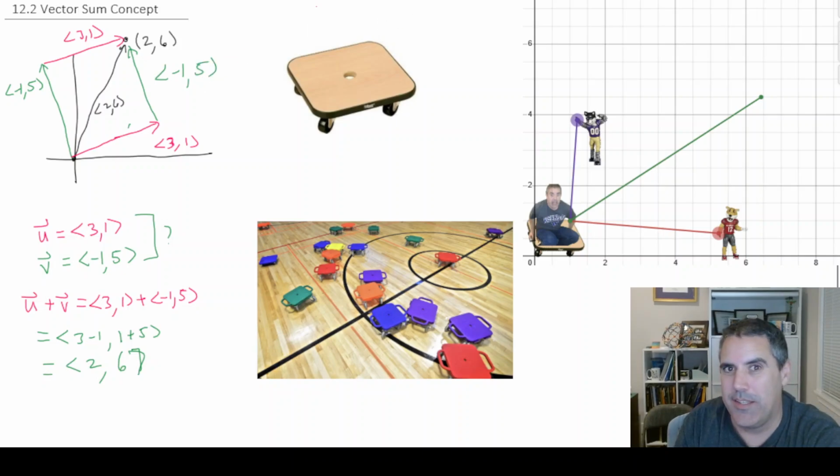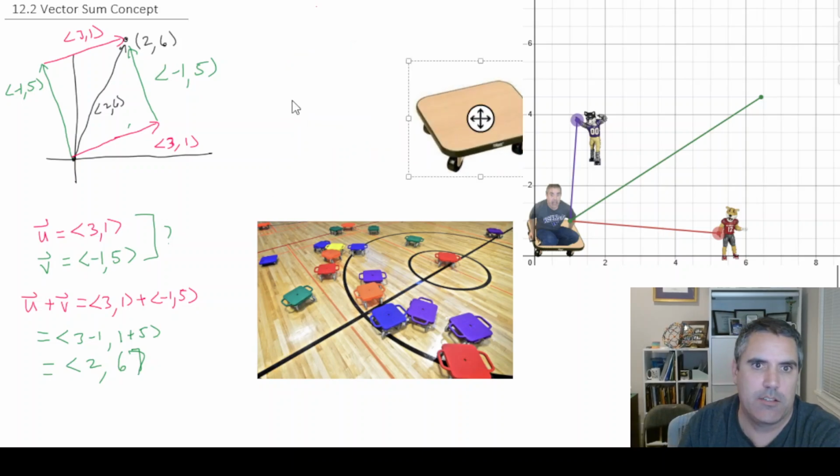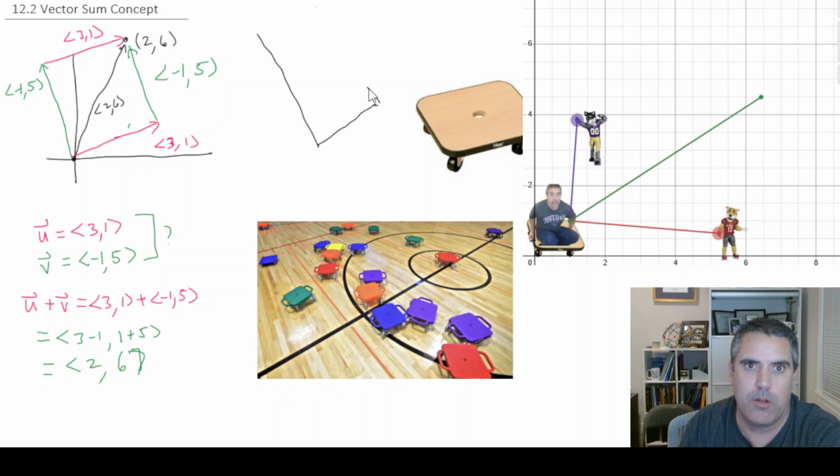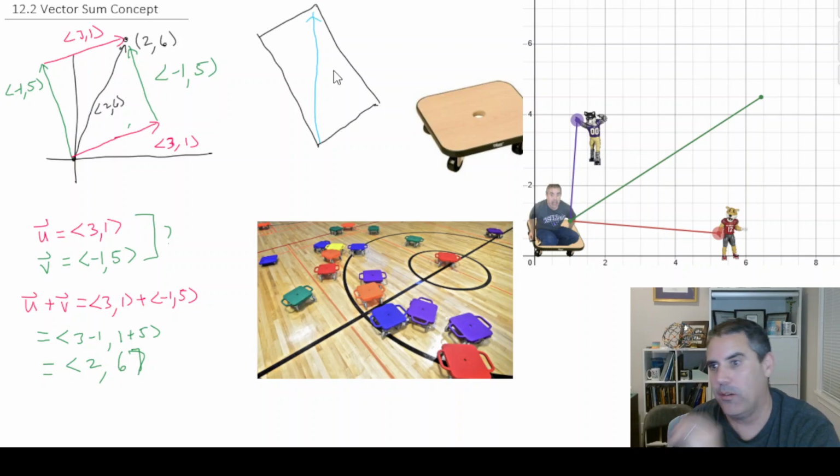So that's still the head to tail rule. At some point, someone noticed that, hey, if you connect all those, what do you get? So let's connect all those. You get this thing that we call a parallelogram. Notice that the vector sum is the diagonal of the parallelogram. I don't know why I turned it.